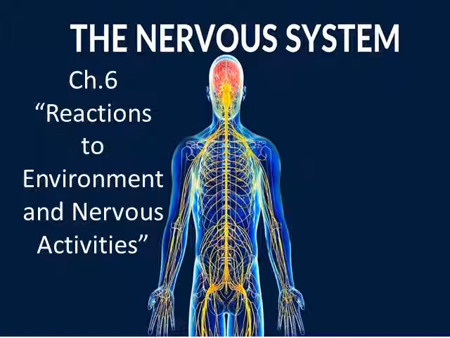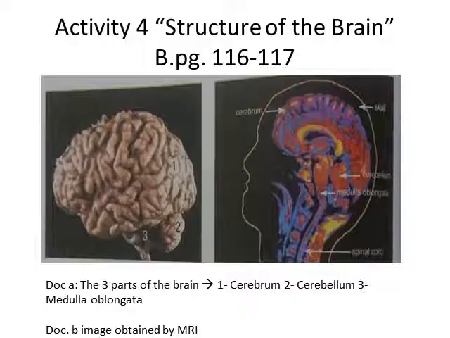So this week's biology lesson is a continuation of what we started before all of this, before schools being suspended and everything else. So chapter 6, reactions to environment and nervous activities. Open your books to pages 116 and 117 and please follow. The images are obvious in your books.